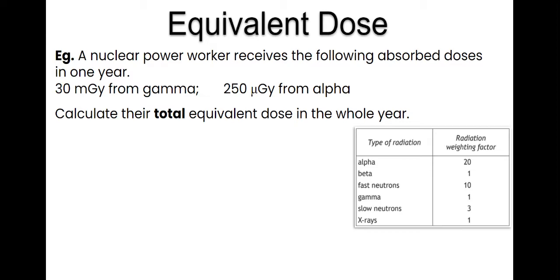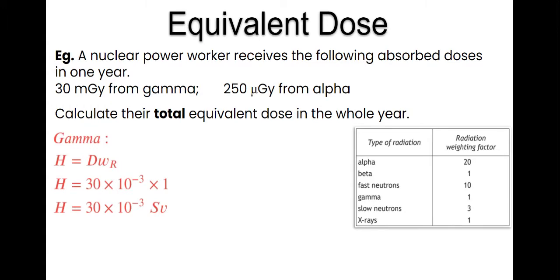And we can see we've got gamma radiation, which has a weighting factor of 1, and alpha radiation, which has a weighting factor of 20. So let's calculate these equivalent doses. So gamma, first of all, using the formula H equals D times WR. The absorbed dose for the gamma is 30 milligrays, so that's 30 times 10 to the power of minus 3, multiplied by the weighting factor for gamma radiation, which from the table we can see is 1, and that gives us an equivalent dose of 30 times 10 to the power of minus 3 sieverts, 30 millisieverts.